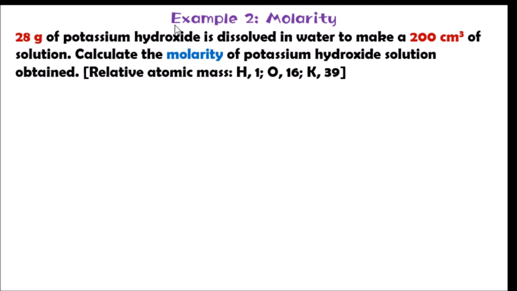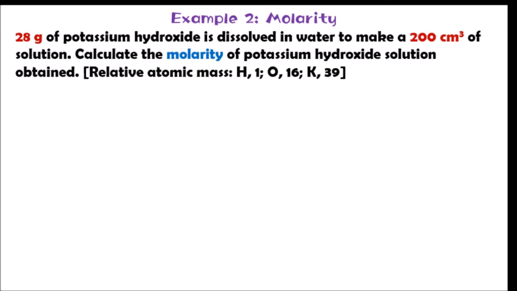Next, example 2. It is about molarity. 28 grams of potassium hydroxide is dissolved in water to make 200 cm³ of solution. Calculate the molarity of the potassium hydroxide solution obtained. The relative atomic mass for hydrogen is 1, oxygen 16, potassium 39.